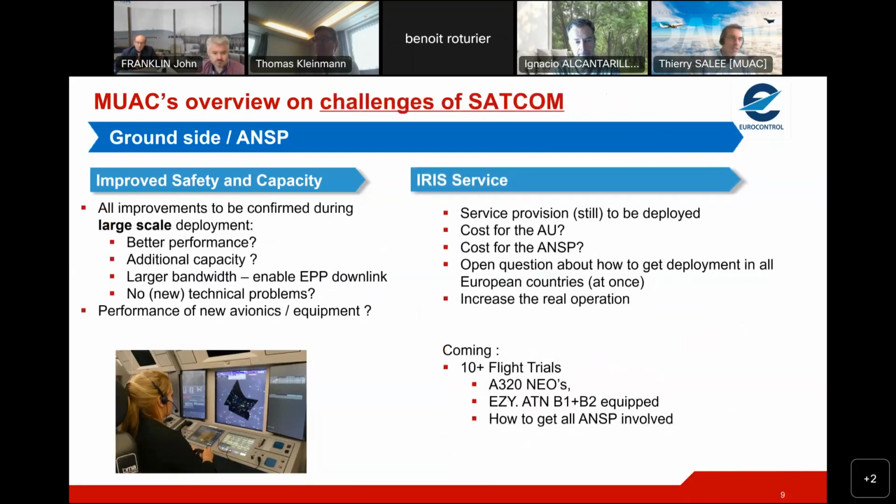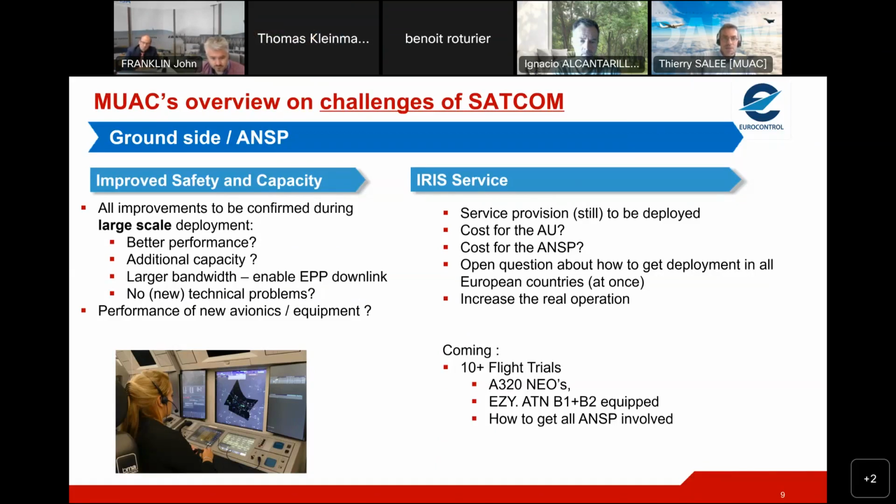And then I wanted as well to highlight some of the challenges of SATCOM because it's still in the making. It's not yet fully operational. It's deployed, but not in operation. The expected challenges are whether the performance is really going to be better when we have a large scale deployment. The capacity: how is it going to be made available to all the aircraft flying around? The larger bandwidth, okay, but will it be enough to enable all EPP downlink as well? We hope no new technical problems will be found.